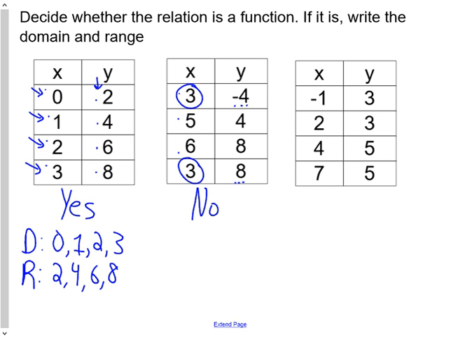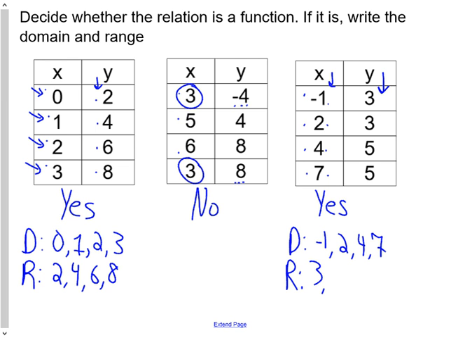Next one, we've got x is -1, 2, 4, 7. The alarm did not go off, so that's a yes. The domain is those same numbers: -1, 2, 4, 7. Basically go down the list and don't repeat if there's a repeat. Range follows the same rule. I've got 3, then another 3, which I already have, so we skip that one. Then 5 and another 5. So my range is only the numbers 3 and 5, because they repeated and I don't need to write them a second time.